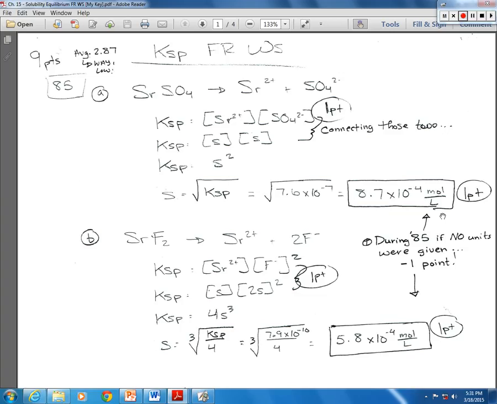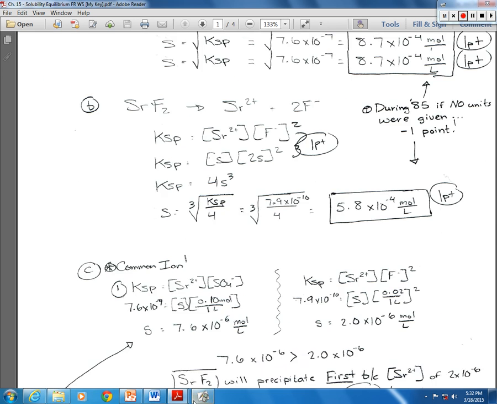Notice what this says, and I didn't even notice this. During 1985, if no units were given, they took a point away. That hurts. Now, they don't do that anymore, but see how important units are? Notice what you get. That is not exactly what we got. 1 point for connecting these two things, writing your KSP, and the 4S cubed, and then actually solving for it. Guys, you're already past the national average, and we're only 2 questions in. That's a pretty good sign.